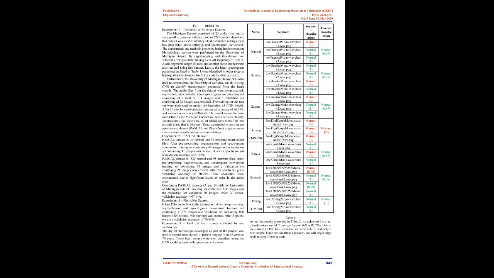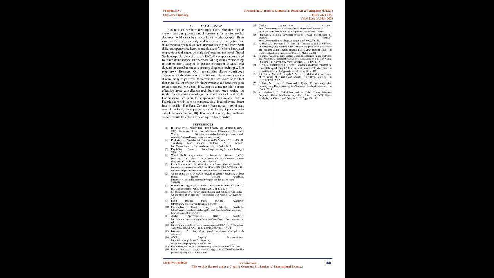After 10 epochs we obtained a training set accuracy of 96.61% and validation accuracy of 86.84%. The model seemed to have overfitted on the Michigan dataset and was unable to classify spectrograms that were new, all of which were classified into a single class, that is Murmur. Thus, we needed to use larger open-source datasets, PASCAL and PhysioNet, to get accurate classification results and prevent overfitting.